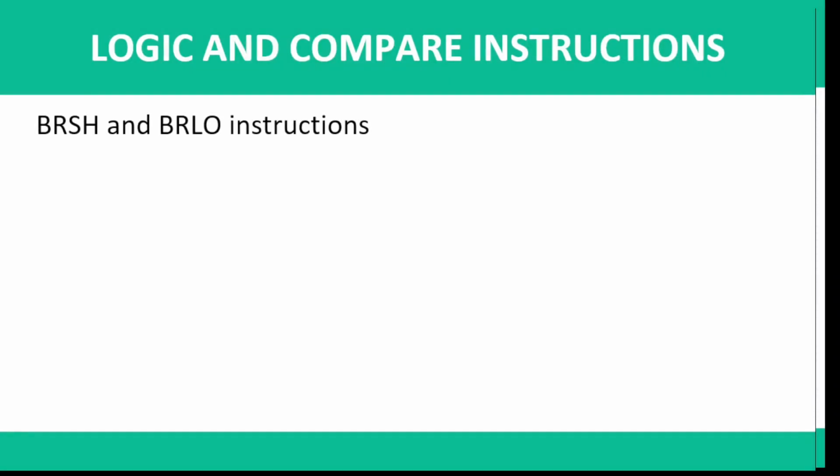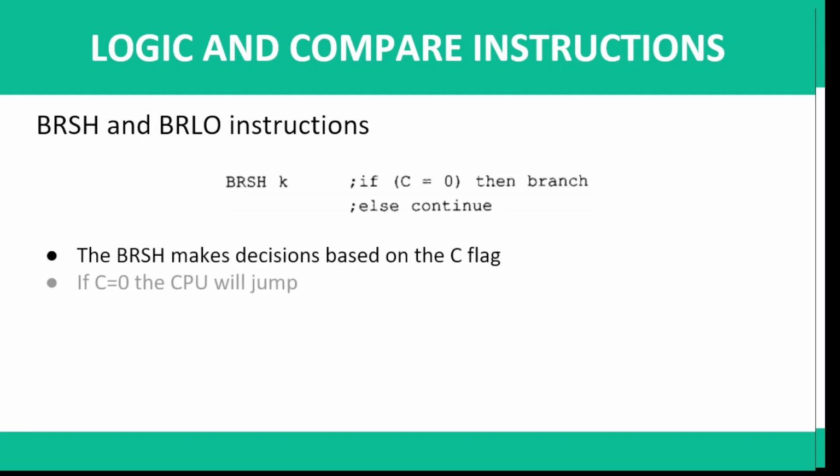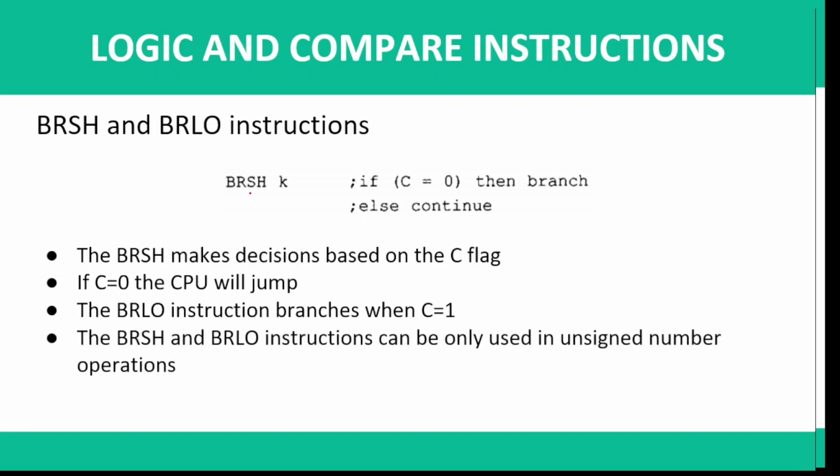And we also have other branch instructions like BRSH and BRLO. So BRSH and BRLO instructions are used as follows. So we have a BRSH k. If C is equal to 0, then branch, else continue. So if our carry is equal to 0, then mobalik siya. This condition shall be attained if ever our operands, the left hand operand is same or higher.